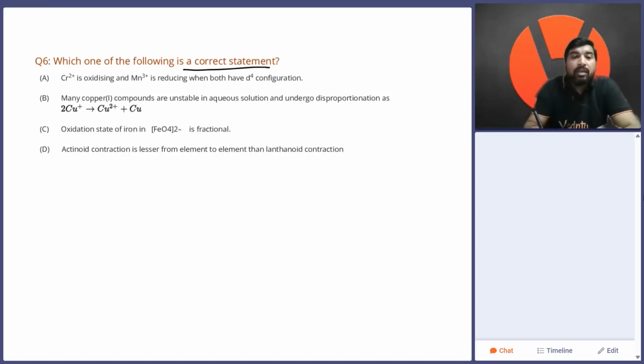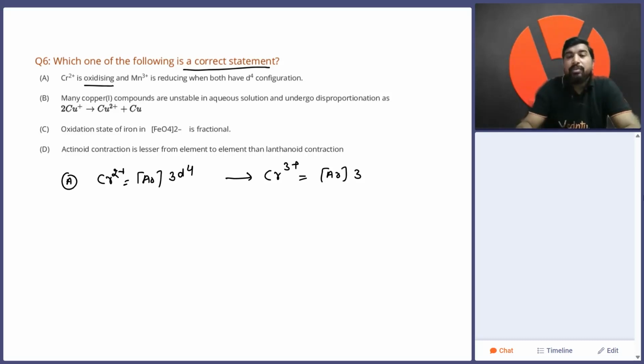For option A, as we know, oxidizing agents are those agents which oxidize the other and reduce themselves. So what is the electronic configuration? Cr2 plus is argon 3d4, and it will convert into Cr3 plus by removing an electron, and the electronic configuration is 3d3, which is stabilized due to the t2g3 electronic configuration, which is half filled. That is why it will get stabilized.